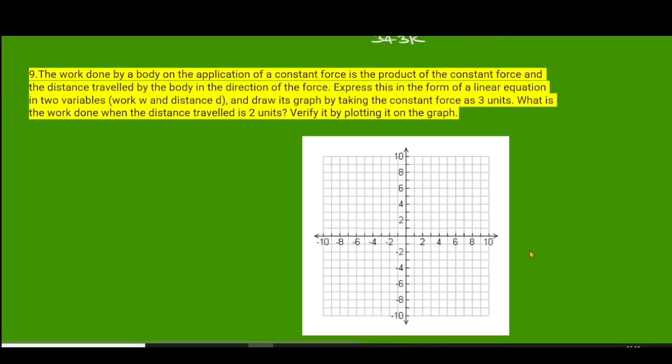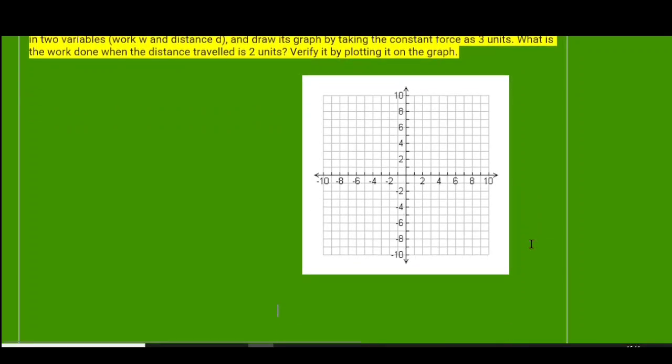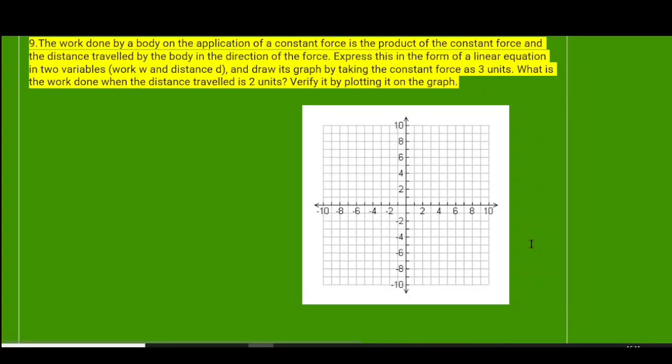Look at the next question, the 9th question. The work done by a body on an application of a constant force is the product of the constant force and the distance traveled by the body in the direction of the force. Express this in the form of a linear equation in two variables, work W and distance D, and draw its graph by taking the constant force as 3 units. What is the work done when the distance traveled is 2 units? Verify this by plotting it on the graph.